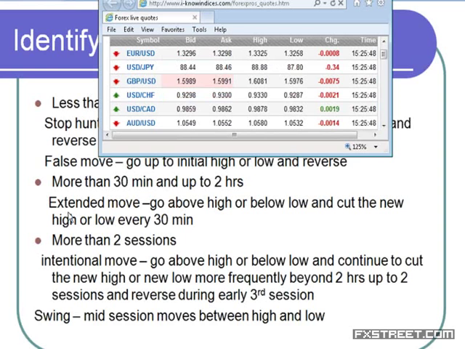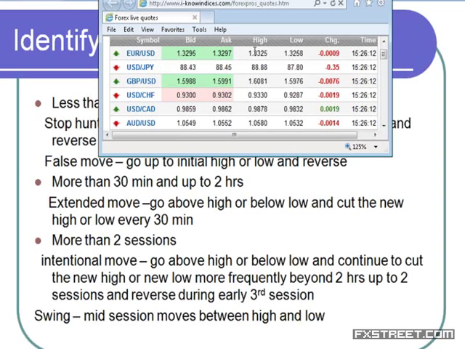Now, the extended move is a move which happens for more than 30 minutes and up to 2 hours. In this move, they quickly breach the low and form a new low, or they breach the high and form a new high.